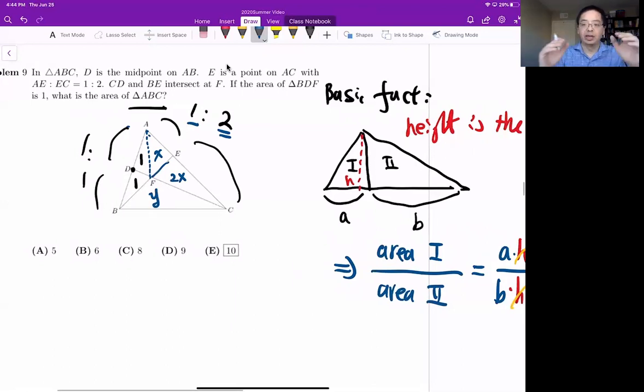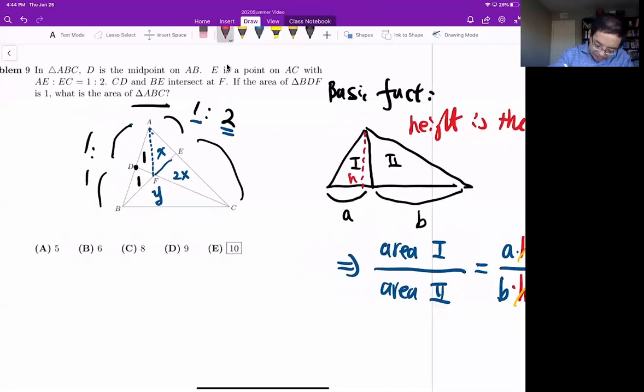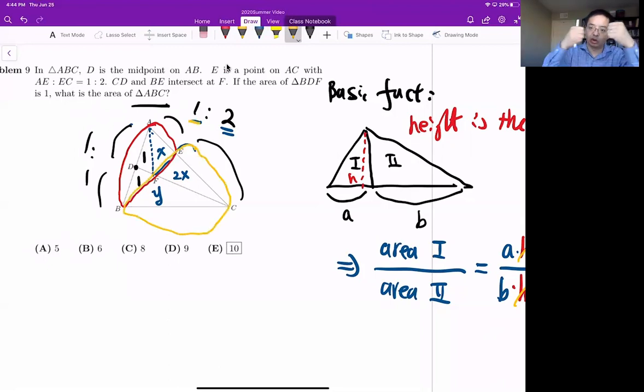In spirit, this one is kind of similar to one of the questions in last year's AMC8. Okay, then let's apply this. So I look at this triangle, ABE, and then I have this triangle, BCE. So you see, these are two triangles, they are adjacent. They share the same height and the ratio between the bases is 1 over 2.